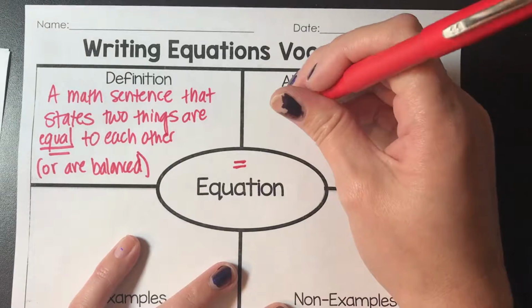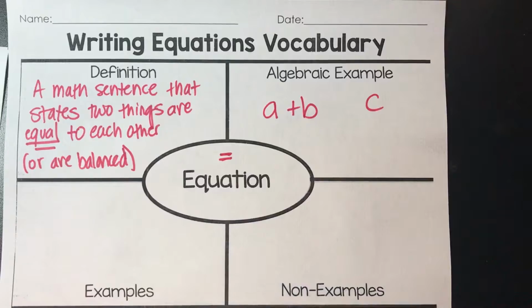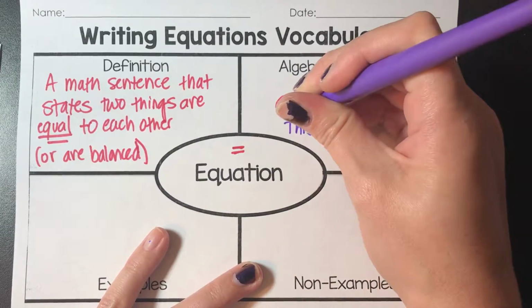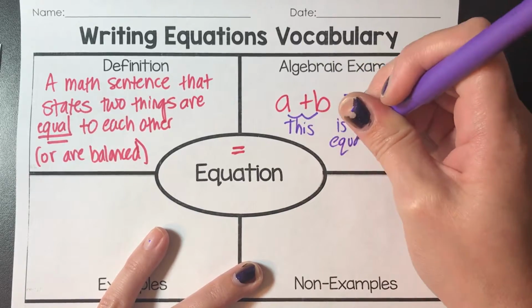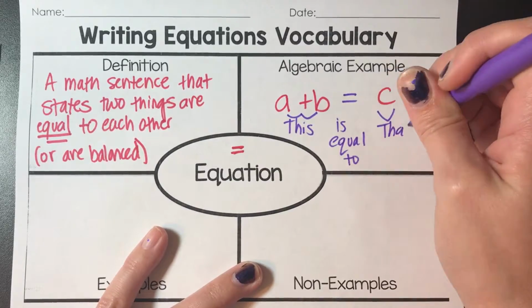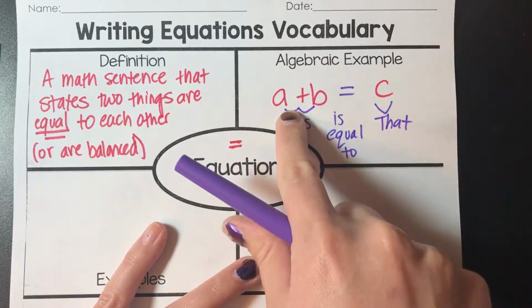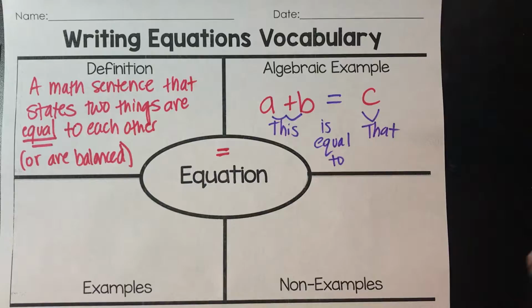So for example, we have A plus B and C. If I'm talking about an equation, I'm saying this is equal to that. Whatever A and B together are, it will be the same value as C. Like if it were on a scale, it would be balanced with each other.